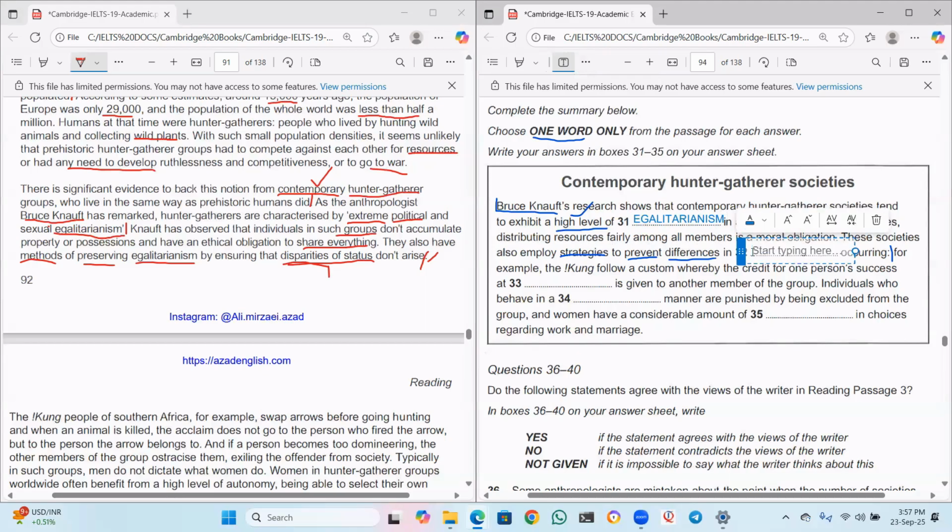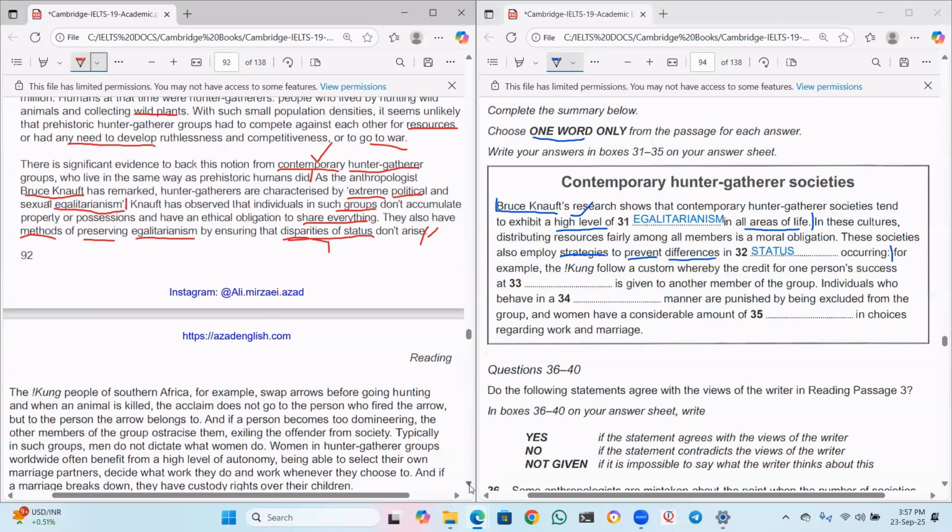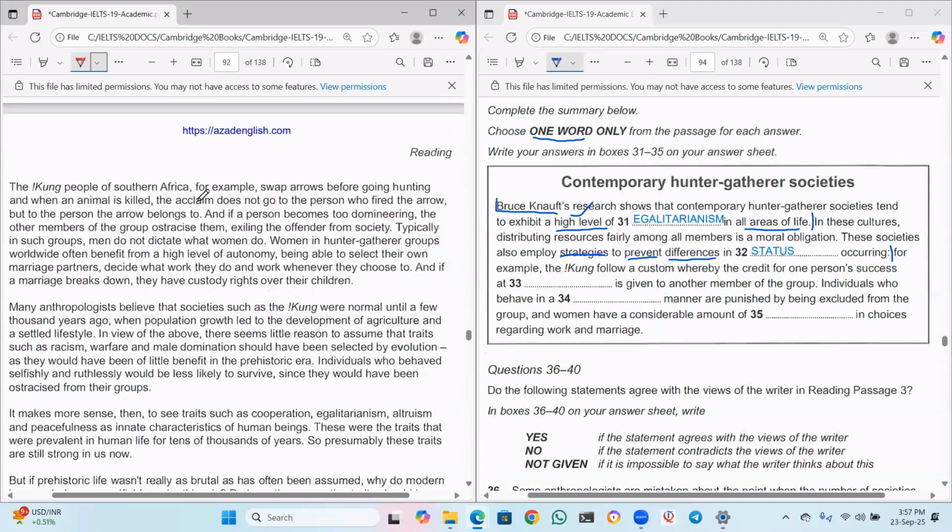Okay. So they wanted to avoid this status symbol, right? So ensuring that disparities of status don't arise. So differences in status occurring. Yes, that is the right answer. Okay. That was an easy one, guys. Okay. Now, for example, means here. Example is in the next paragraph. See, he says, for example. So we have to read this paragraph and then come to the rest of the questions.